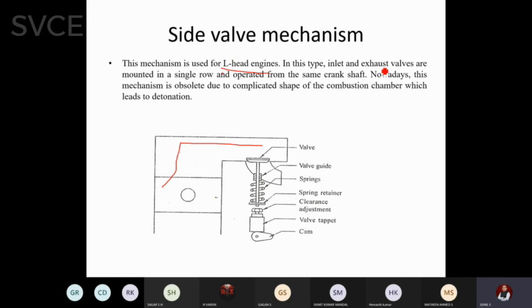In this type, inlet and exhaust valves are mounted in a single row, and they are operated from the crankshaft. This mechanism is obsolete, so nowadays it is not used. Why? Because we prefer multi-cylinder compact engines. There will be 4 cylinders side by side, and you cannot plan such a mechanism as the engine cannot be compact. So this is an olden day design.